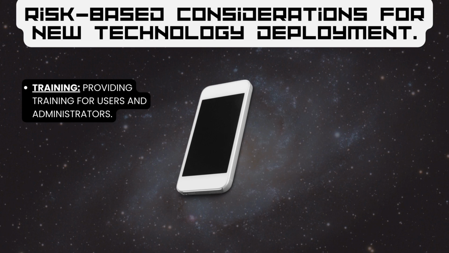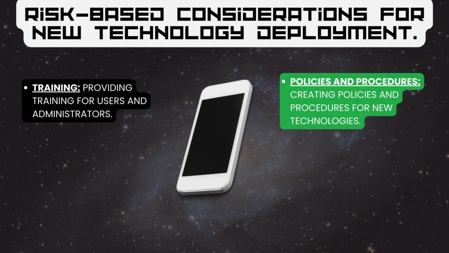Training. Just like you can't drive a car without learning how to use it, employees must be trained on how to use new technology safely. Without proper training, even the best security systems can fail. Policies and procedures, clear guidelines must be set. Imagine giving someone a high-speed bike with no traffic rules. They're bound to crash. Similarly, companies need strong policies to ensure new technology is used correctly.